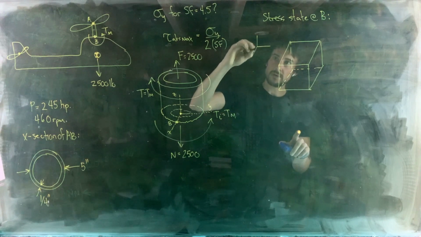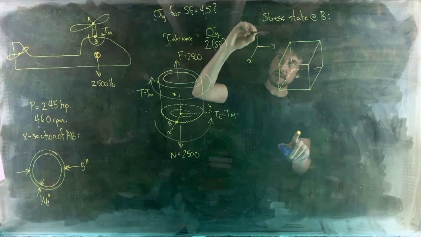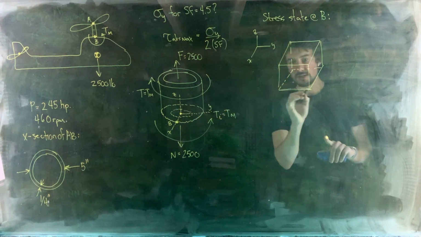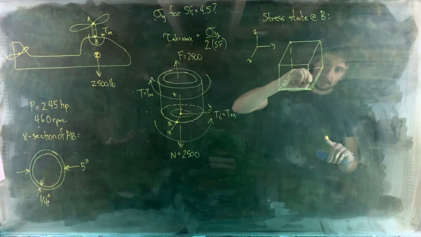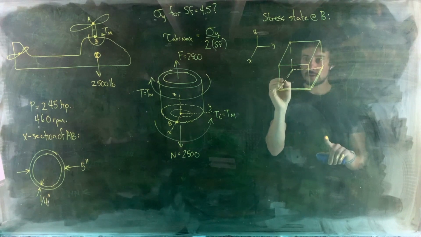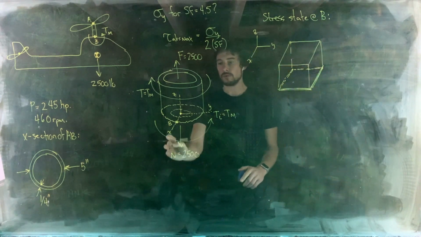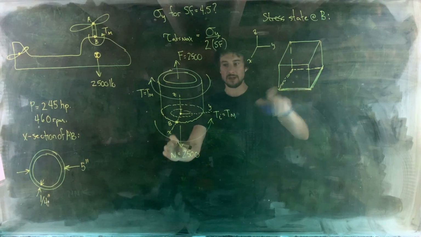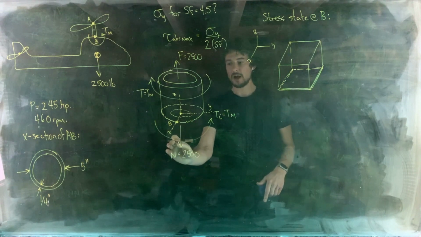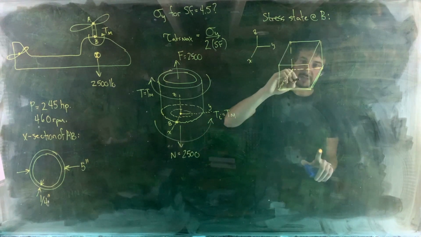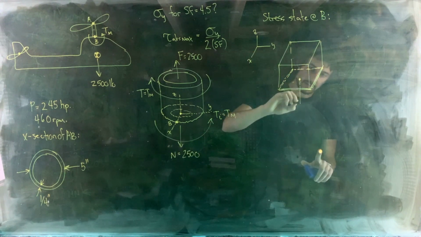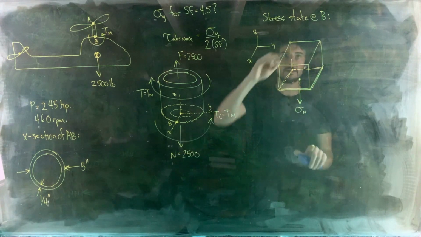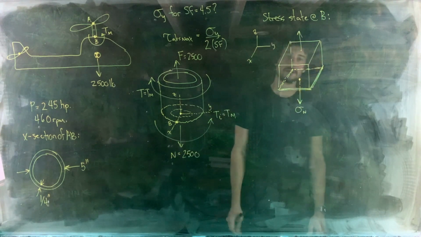Axes are always nice. X, Y, Z. The face of the element that's in the section plane is the bottom one. There we go. So, how do the stresses transfer to this element from these internal forces? Tensile normal force, we're going to have a tensile normal stress, sigma, due to internal normal force N right there. Okay, there's the one on the top.